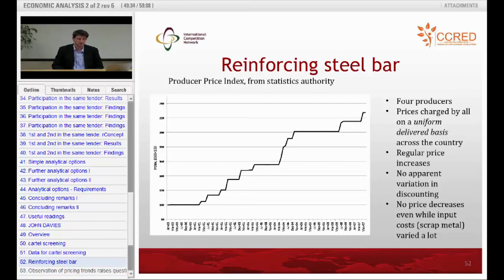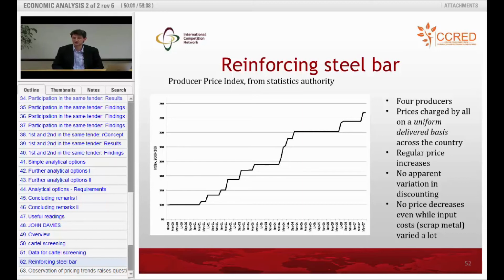And they really are very, very simple, surprisingly simple, which is why I want to highlight the role data can play. These come from South African cases, and these cases have been written about in different papers. The first one is looking at reinforcing steel bar, and these are all producer prices that have been obtained from the Statistics Authority. Now, producer prices are meant to be net prices, ex factory prices.